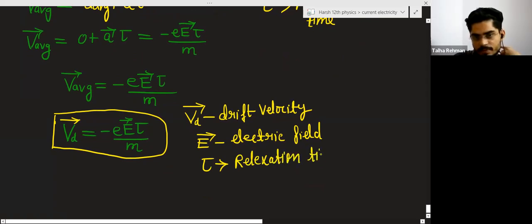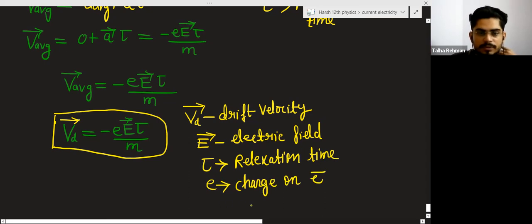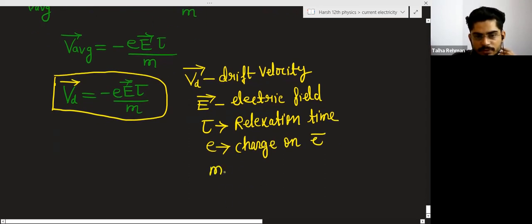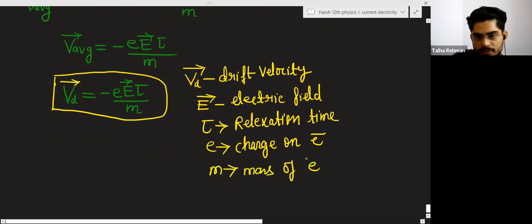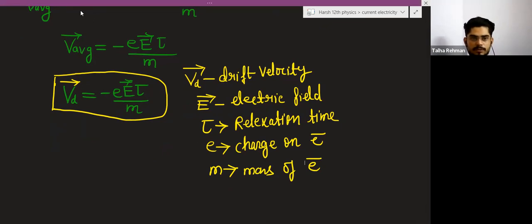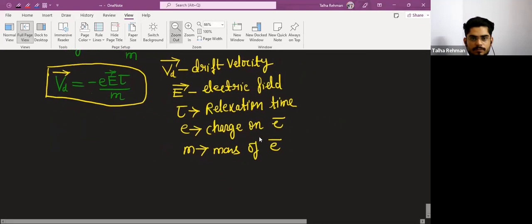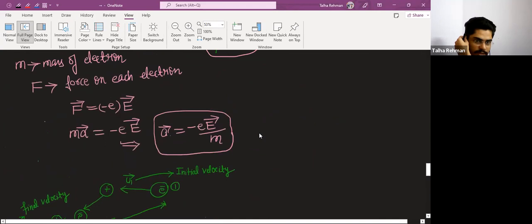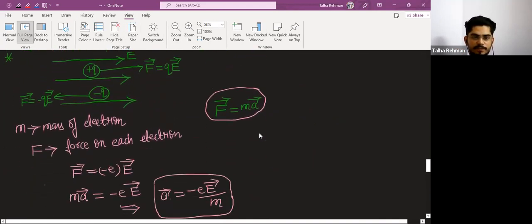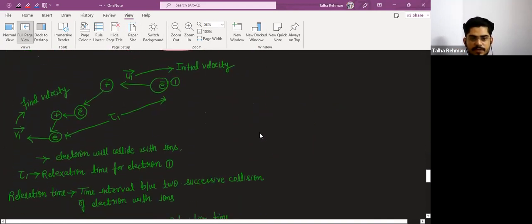Relaxation time. E is the charge on electron, m is the mass of electron. So note it down, please. This is the derivation. This derivation may appear in your examination.